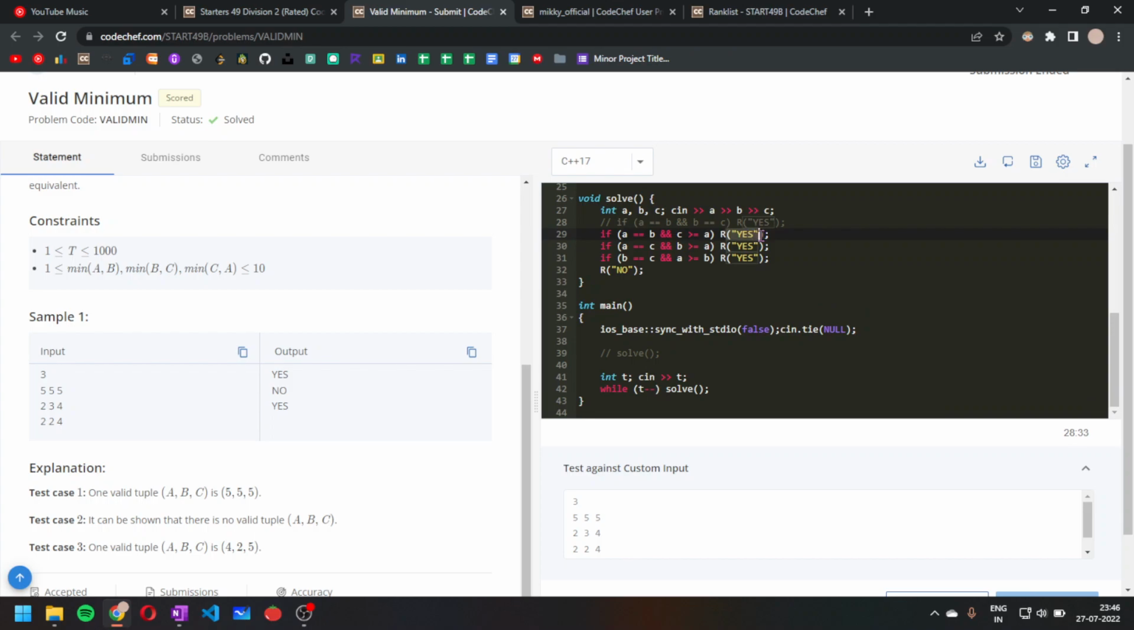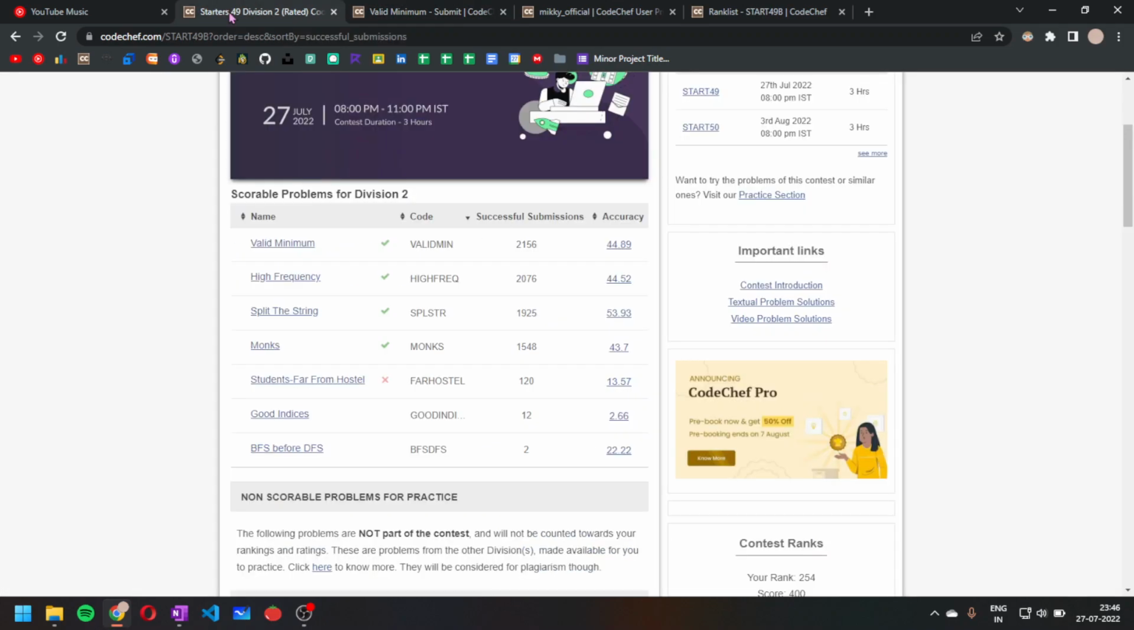This is just a printing statement, and then I'm returning. So this is it for the first question. Now let's look at the second question, which is High Frequency.